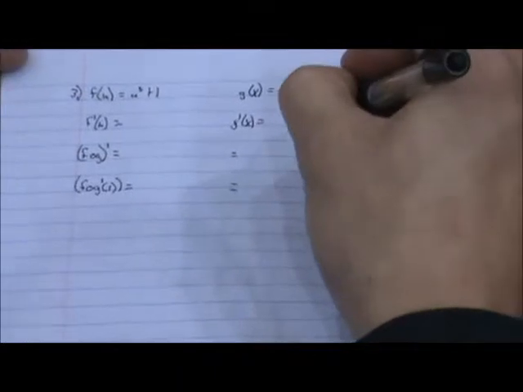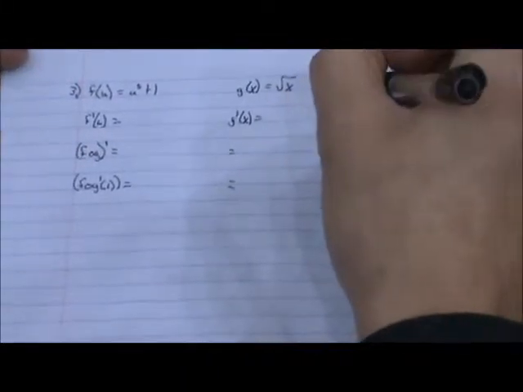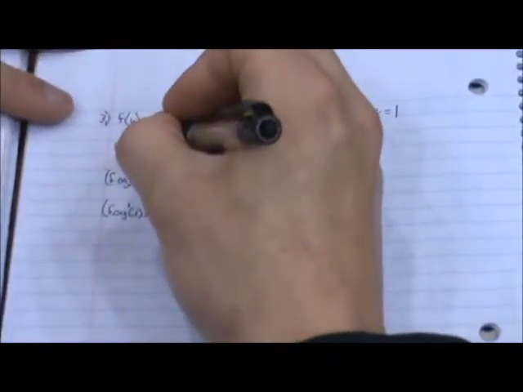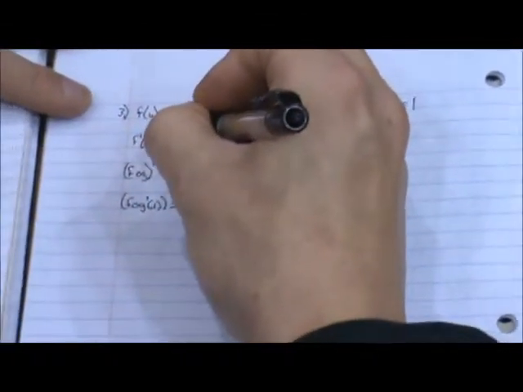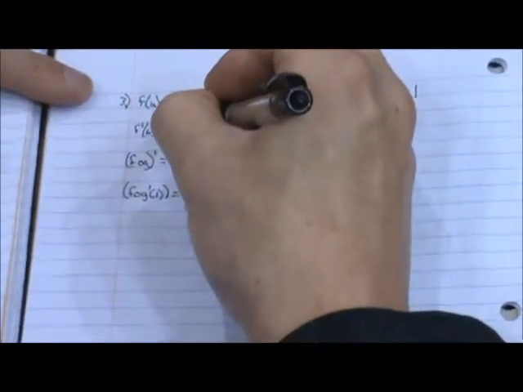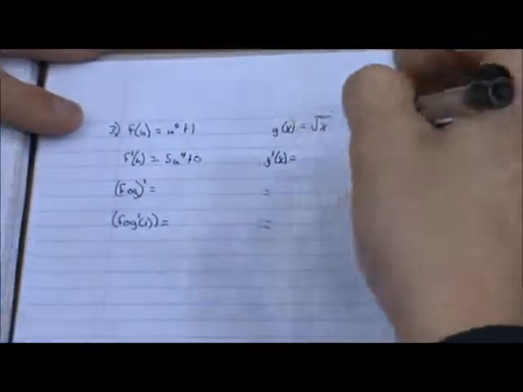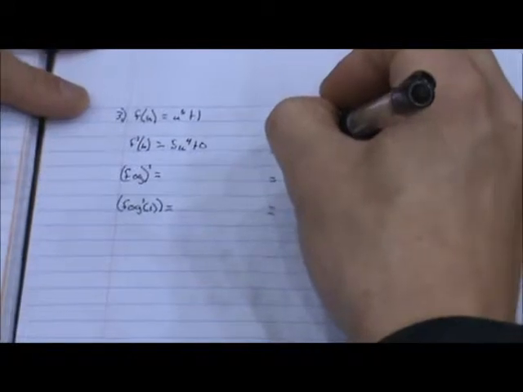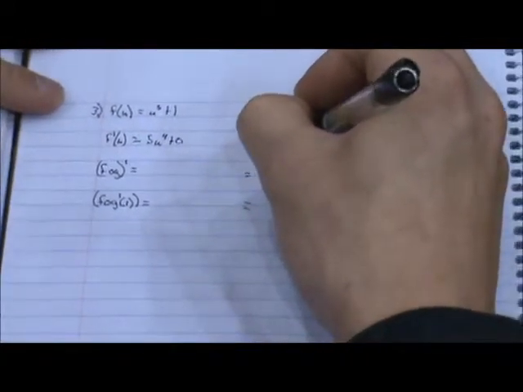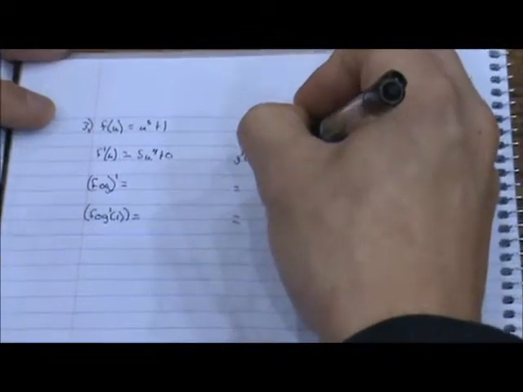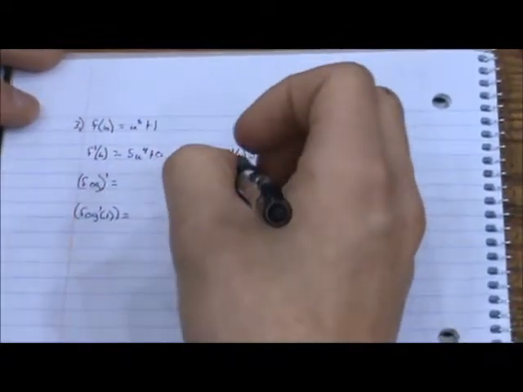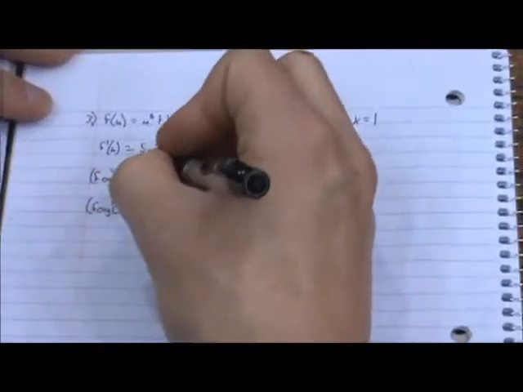Okay, for this problem, we're trying to find f of g prime at x equals 1. So first you'll take the derivative of f of u, which will be 5u to the fourth plus 0. And then you take the derivative of g of x, which will be x over 2 to the negative 1 half. And then you're going to take your f of u and plug g of x in for u.